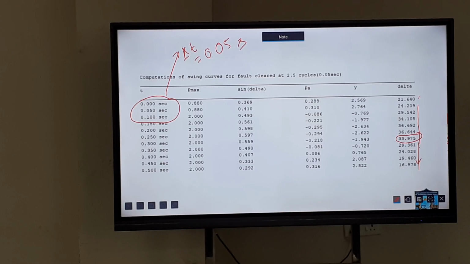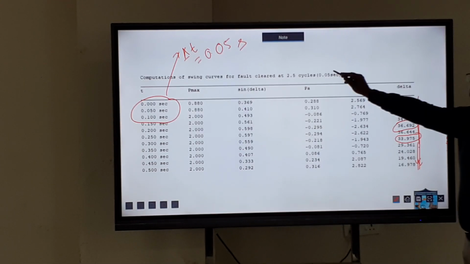Okay. So the maximum is 36.69. Yes, right, right. The maximum is 36.6. That is the peak. See, thereafter it is over. Note it down: 36.69 degrees. That is the maximum if the fault is cleared in 2.5 cycles.